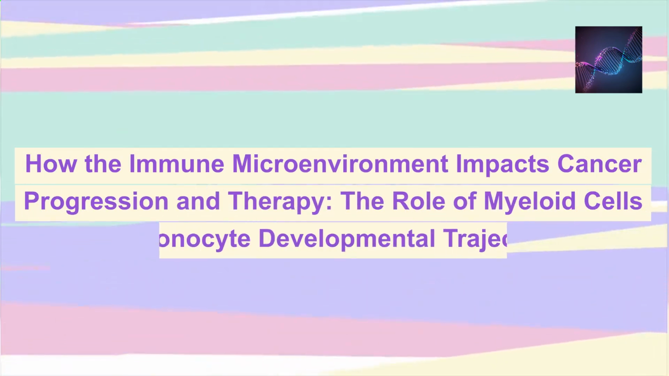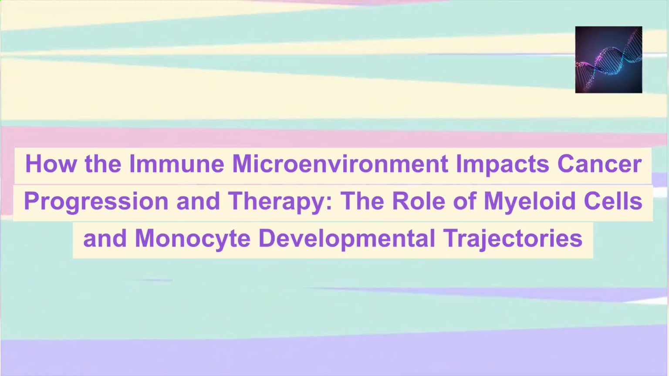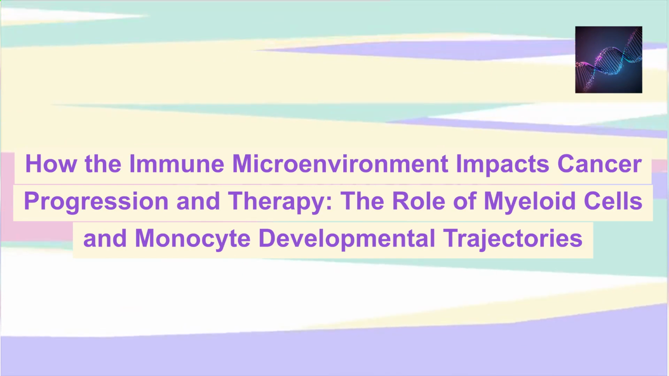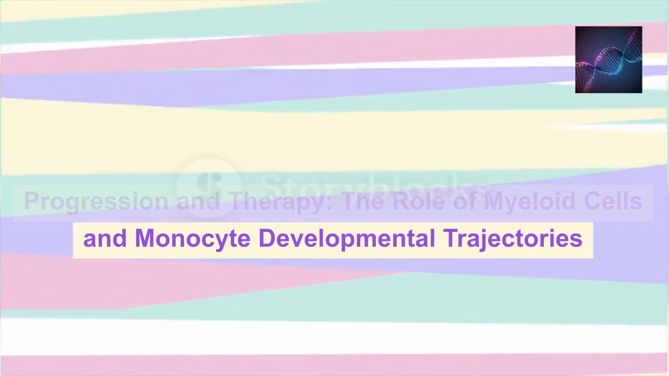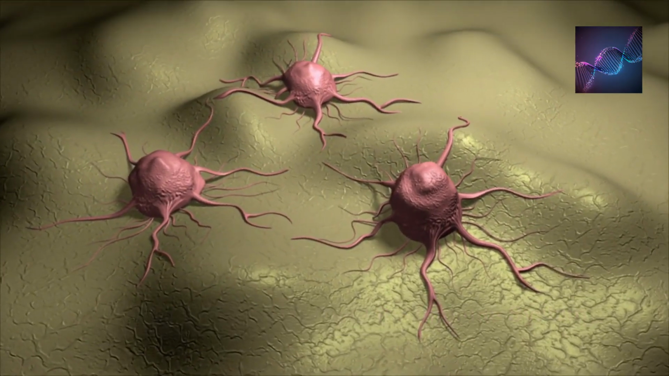How the immune microenvironment impacts cancer progression and therapy. The role of myeloid cells and monocyte developmental trajectories. Overview of cancer and the immune system.